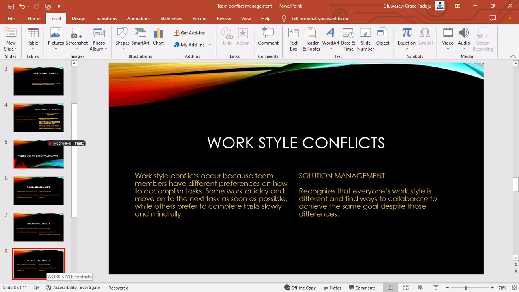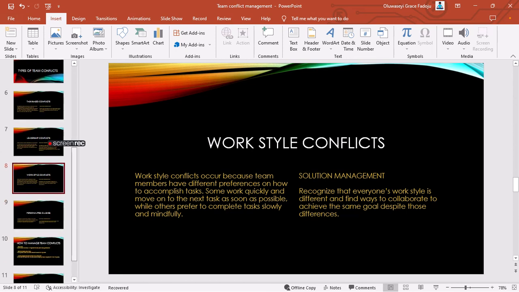How can you manage this one? Just make sure that you understand the working style of everybody and you find the best way to collaborate to achieve the same goal despite the differences. For someone that likes to work slow, you will not leave the person alone. You have to join that person with someone that can work fast, so that person can push the other person to do better than he would usually do.